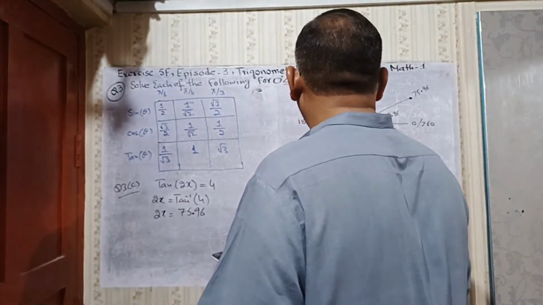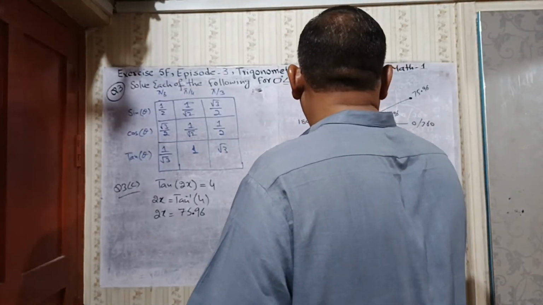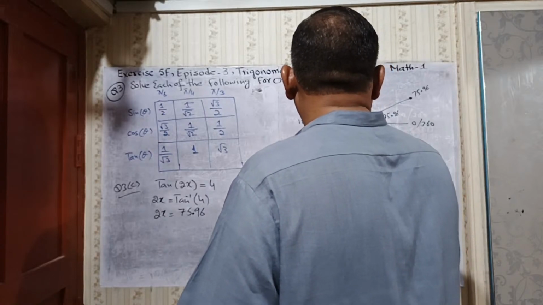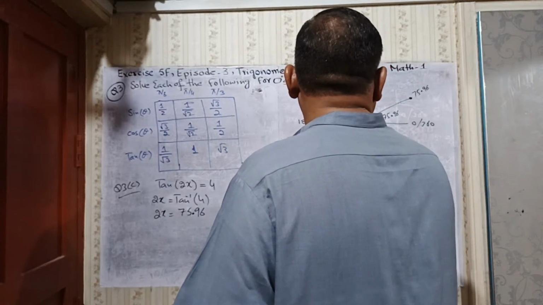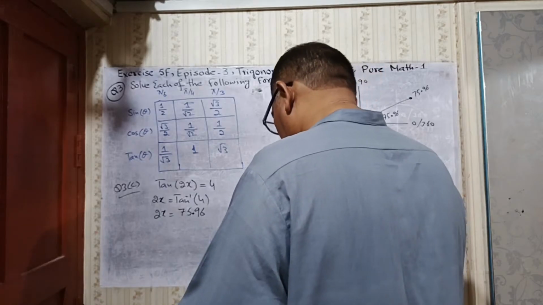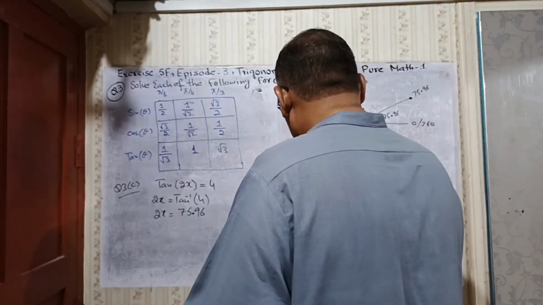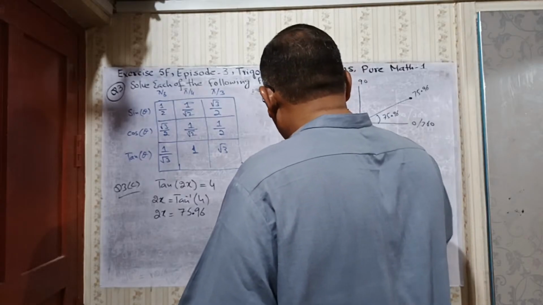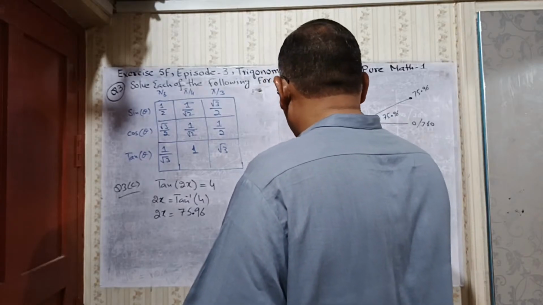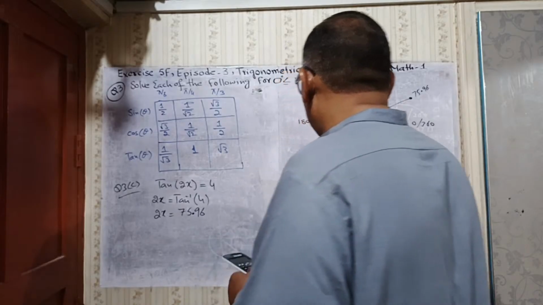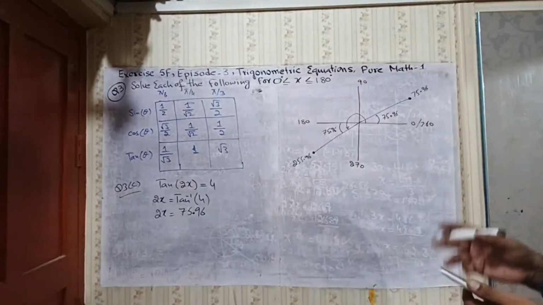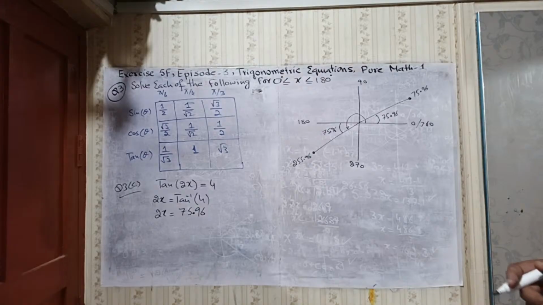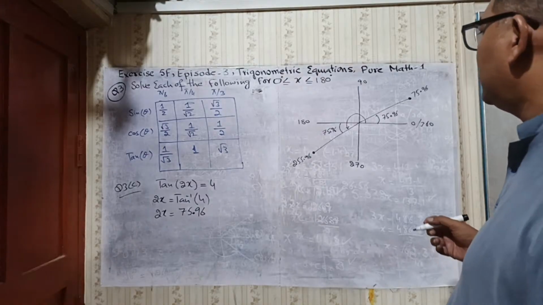This was 250. Sorry, this was 70. I don't know. 75.96. Okay. So 180 plus 75.96, that's 255.96. Okay. So we can find another angle.